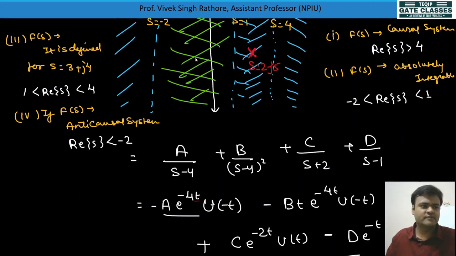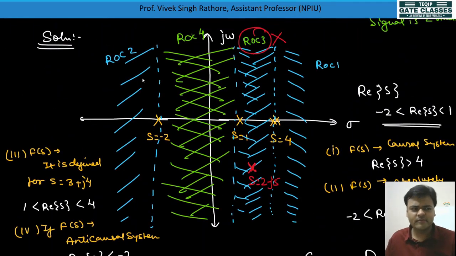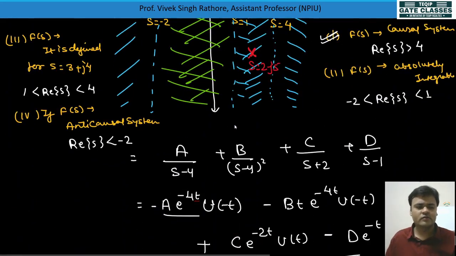Real part of s will be less than -2 will be there. Okay, and when no condition is given, then definitely this ROC 1 will be considered, the causal system. When nothing is given, you need to assume that all systems are causal only, so all responses are causal, and you need to take ROC number 1.